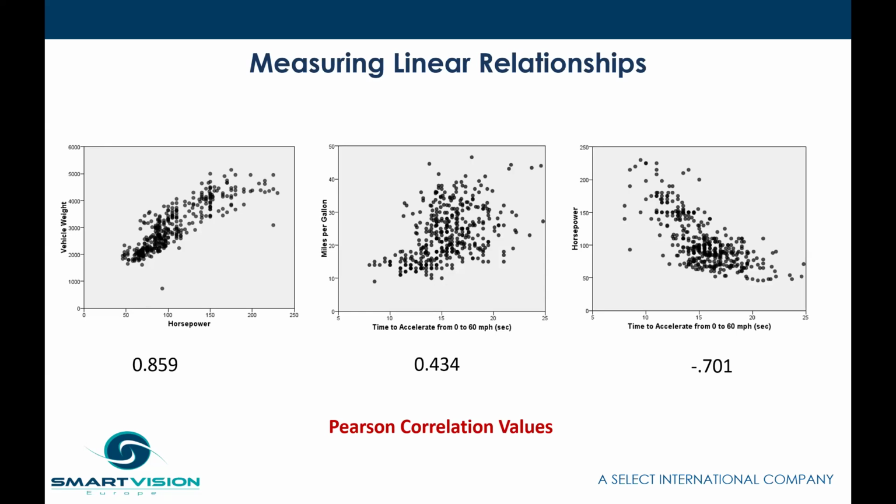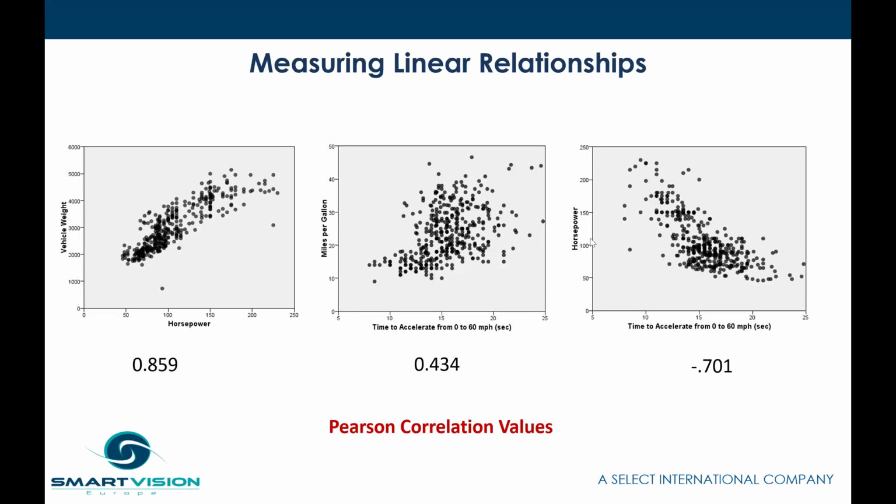Whereas the time to accelerate from 0 to 60 and miles per gallon, which is also a sort of linear relationship, not as strong, has a score of 0.434, closer to 0, if you like. So it's a weaker relationship. In other words, horsepower is a really good predictor of vehicle weight, and vehicle weight's a very good predictor of horsepower. Miles per gallon is not so good a predictor of time to accelerate, and time to accelerate is not so good a predictor of miles per gallon.